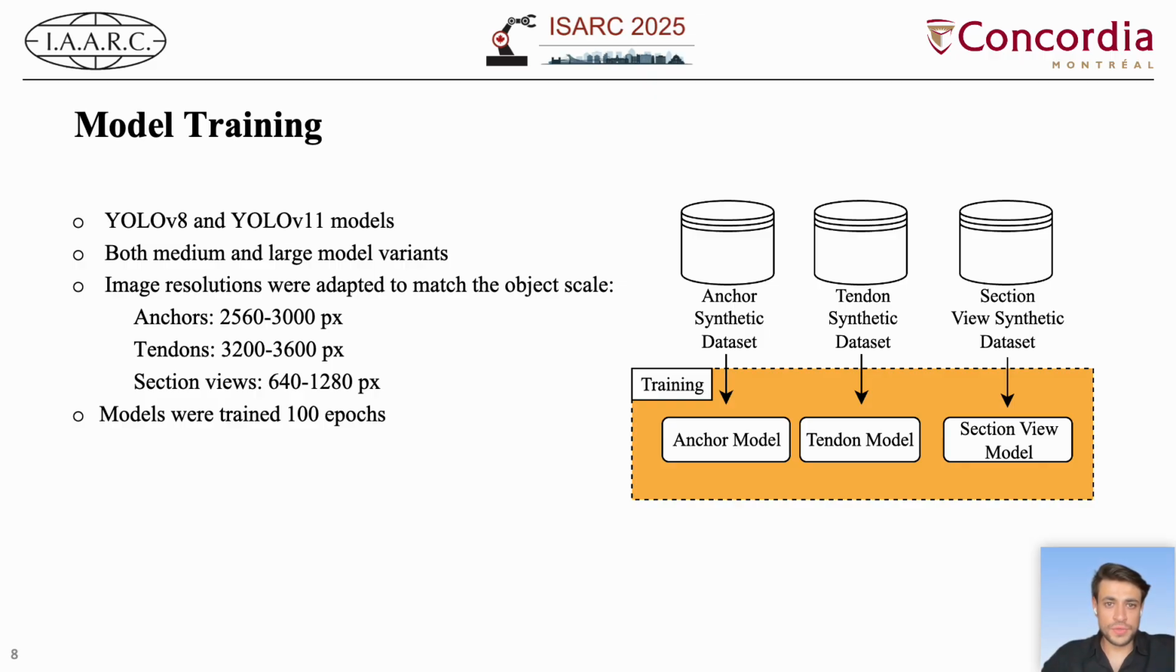The models were trained using YOLO version 8 and YOLO11 architectures using medium and large configurations. Image resolution was adapted to the size and detail of each element. Anchors were trained at 2560 to 3000 pixels and tendons at 3200 to 3600, and section views were trained with 640 to 1280 pixels. All models were trained independently for 100 epochs using 8 NVIDIA A100 GPUs.